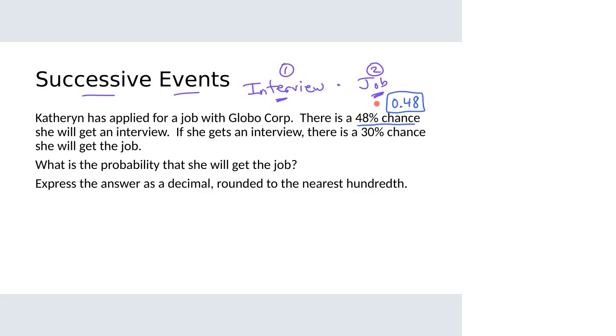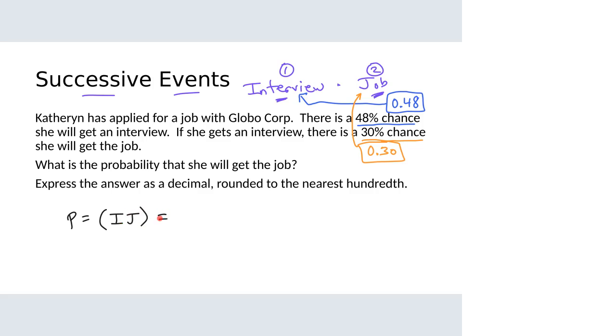So we need the probability she's going to get an interview, and right there it is in the problem for us. And then similarly, if she does get an interview, so the first thing happens, now we're looking for the second thing, there's a 30% chance she gets the job. Again, we're not given successes and outcomes, but we could rewrite that 30% as a decimal. And this is the decimal representation of the probability that she gets the job after the interview. And so really all we've got here is the probability of getting the interview and then getting the job.